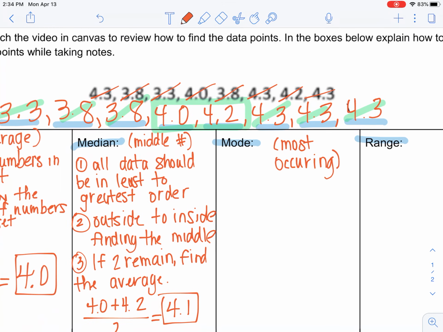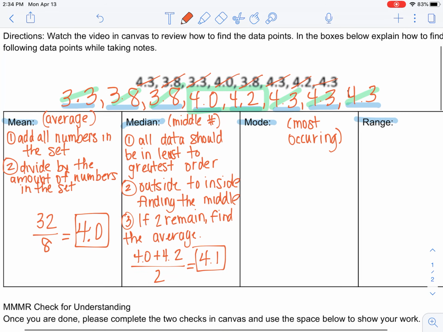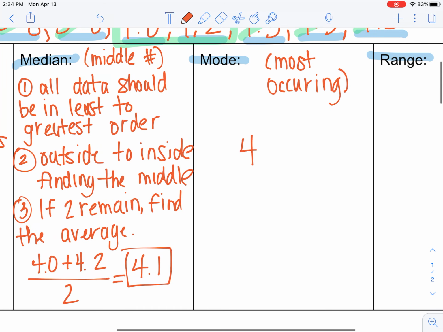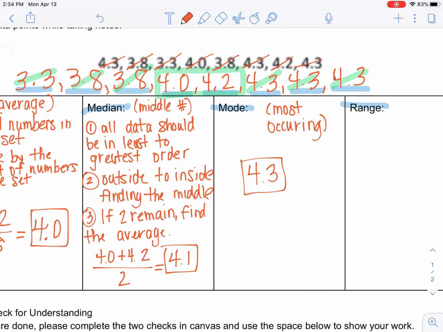All right, mode means the most occurring. So when I look at this data set, I find the number that happens the most. So in this, I can see that I have duplicate numbers of 3.8 and 3.8, and I also have duplicate numbers of 4.3, 4.3, and 4.3. So because 4.3 happens 3 times, that is my most occurring number in this particular data set.